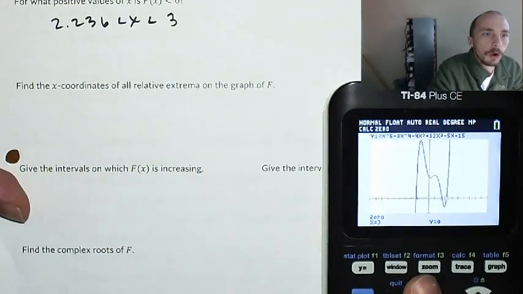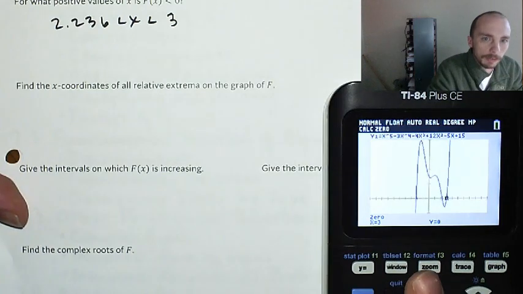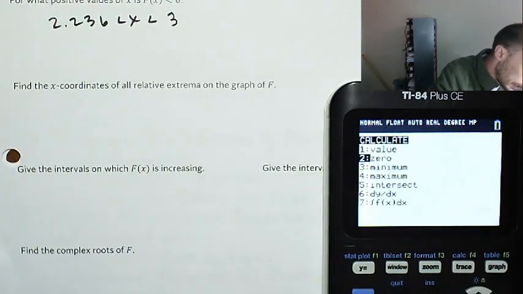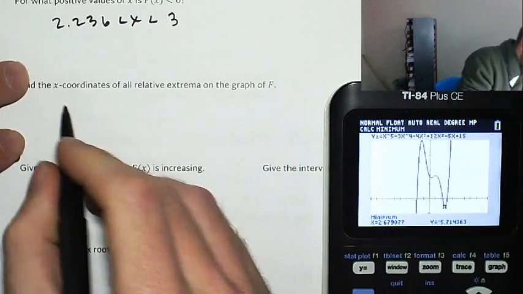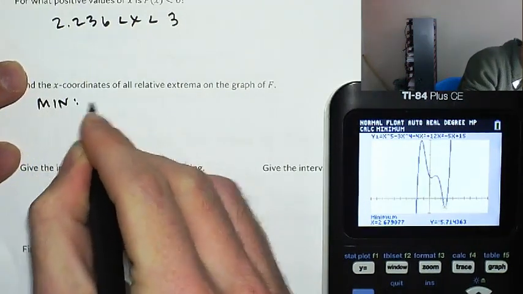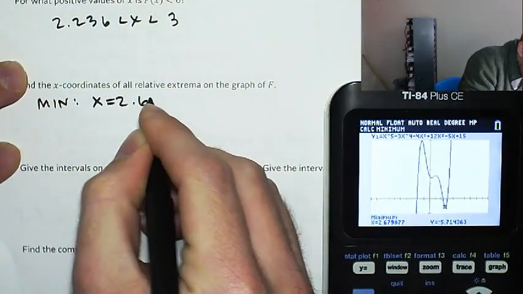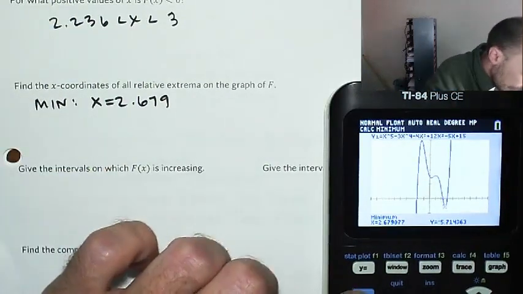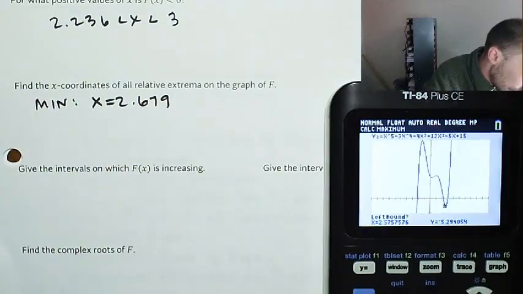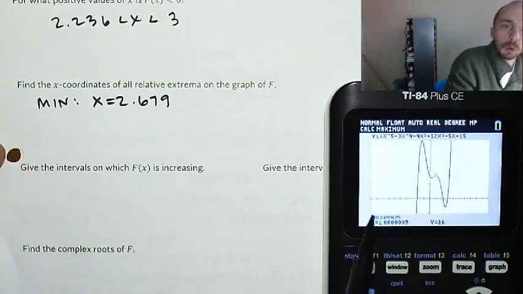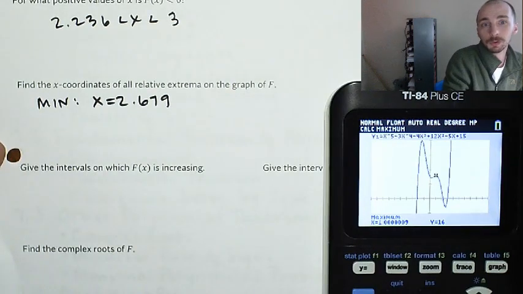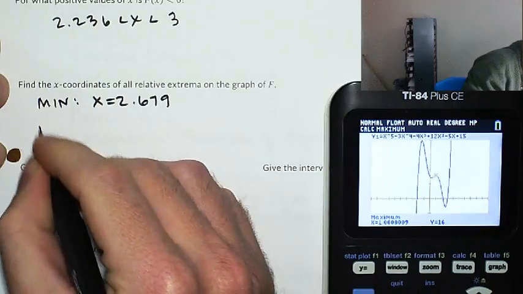Find the x-coordinates of all relative extrema on the graph. Okay, I'm seeing a minimum right here. And seeing x-coordinates, so a minimum at x equals 2.679. A maximum, that looks like a maximum to me over here. Yeah, it went down, up, down. So there's a maximum at x equals 1. 1.0000, like a bunch of zeros and a 9, that's just round off error. That's x equals 1.